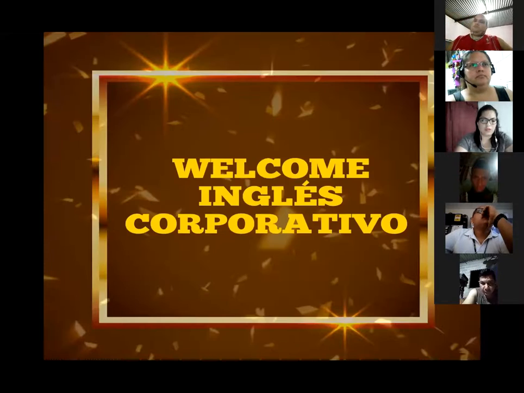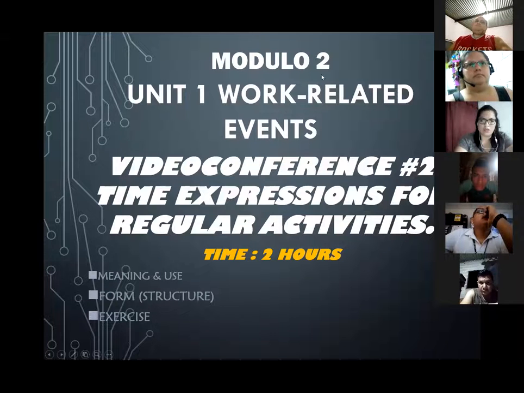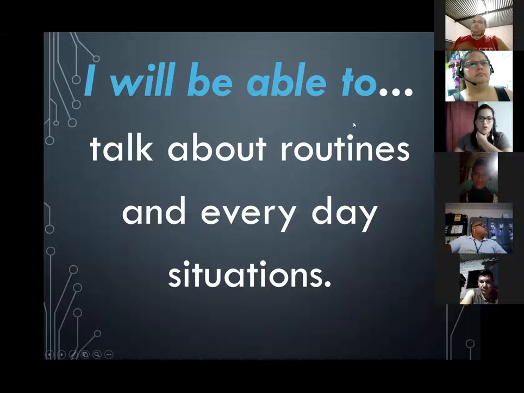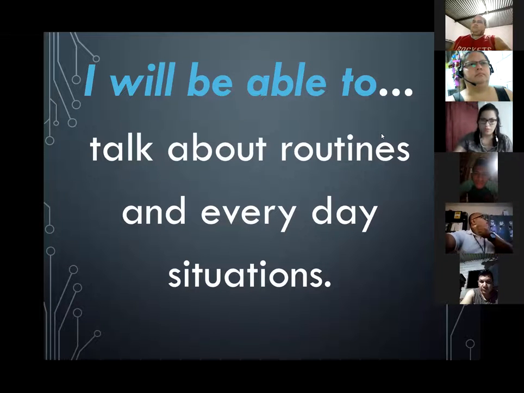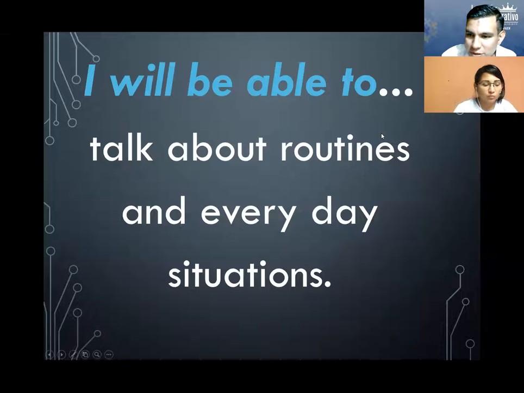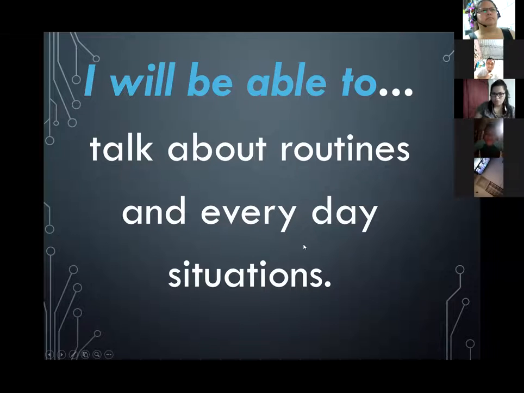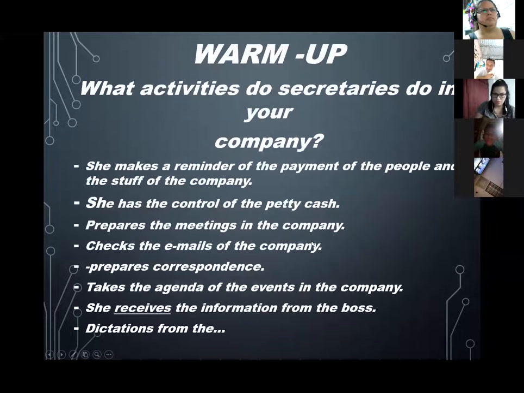Okay, here we have the second class. It says time expressions. That is the name of this class. Okay, so the objective: I will be able to talk about routines and everyday situations. Vamos a practicar un poco cómo describir la rutina diaria. For example, what activities do secretaries do in your company? ¿Qué hacen las secretarias en las compañías, en las empresas?